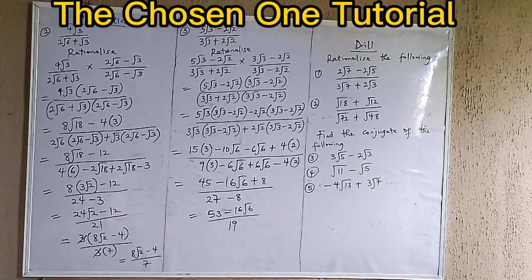So I want to encourage you to solve the questions on the board and put your answer in the comment section. Rationalize the following. We have 2 root 7 minus 2 root 5 over 3 root 7 plus 2 root 3. Number 2, you have root 18 plus root 12 over root 72 plus root 48. Then find the conjugate of the following. You have 3 root 5 minus 2 root 3. Then number 4, we have root 11 minus root 5. Then number 5, we have minus 4 root 13 plus 3 root 7.